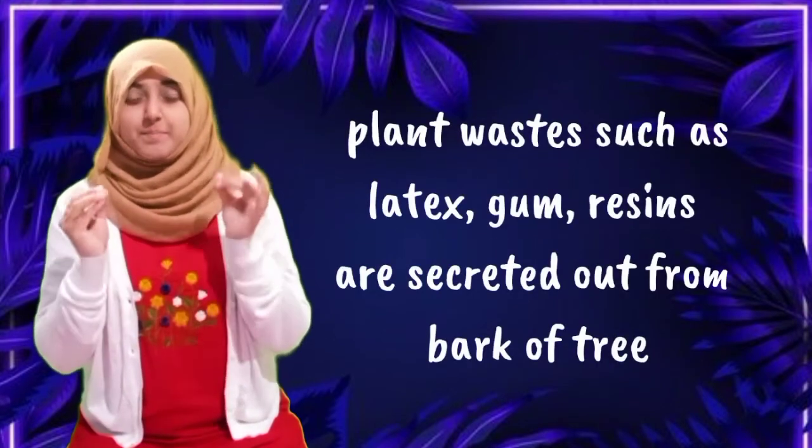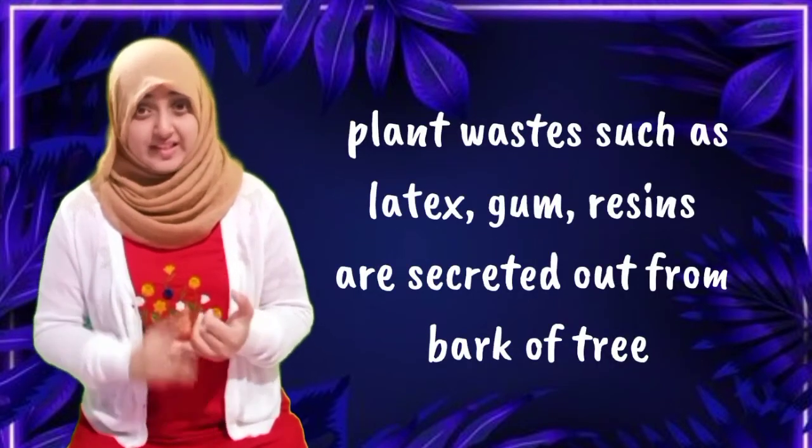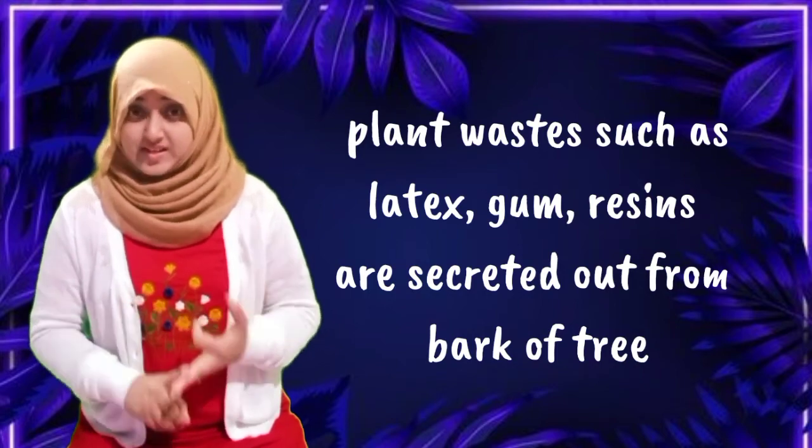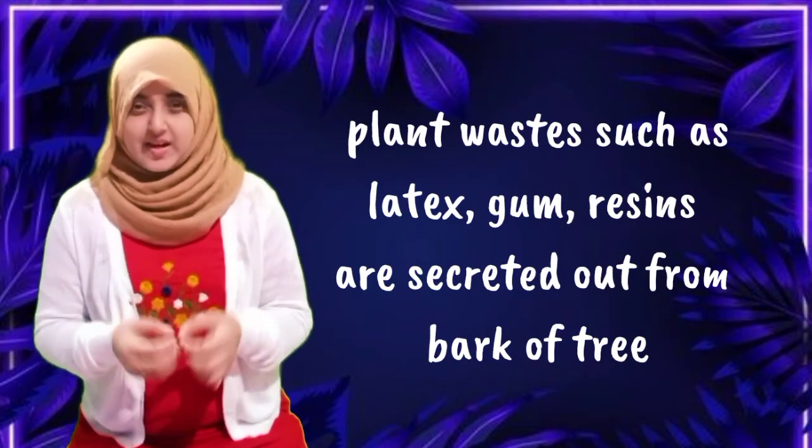Now certain plant wastes such as latex, gum, resins, which are useful to us, are secreted out from the bark of a tree. So these are a few ways by which the plant excretes, that is, it removes the wastes from its body. So this is all about excretion in case of humans and plants.